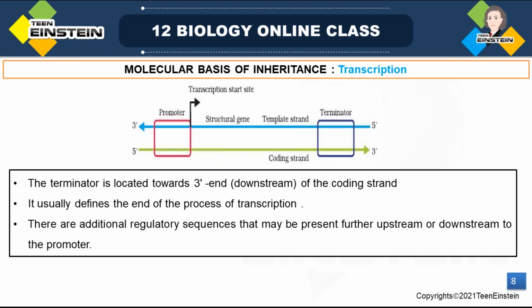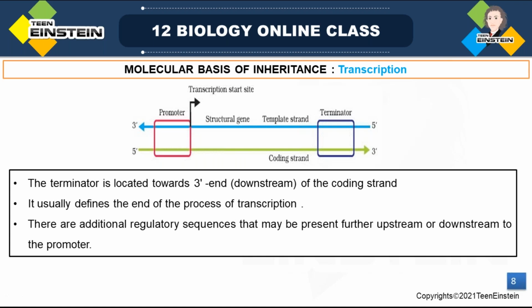Next comes the terminator. The terminator is at the 3' end, downstream of the coding strand. You should note down the coding strand. What is the coding strand? This one. Actually, that doesn't code for anything. Then the terminator usually marks the end of the transcription process. What is the terminator? That decides the end of the transcriptional process.